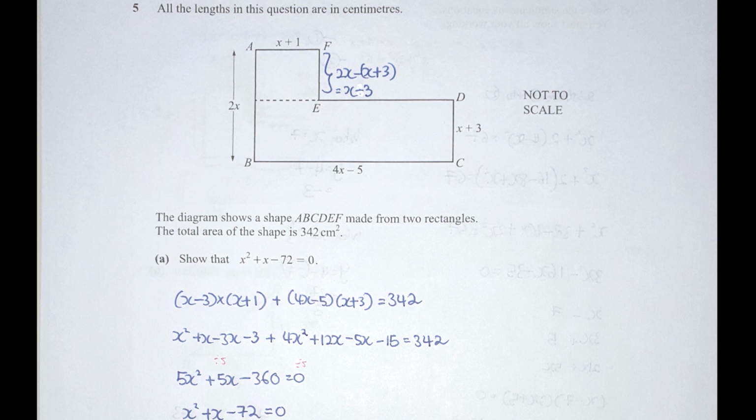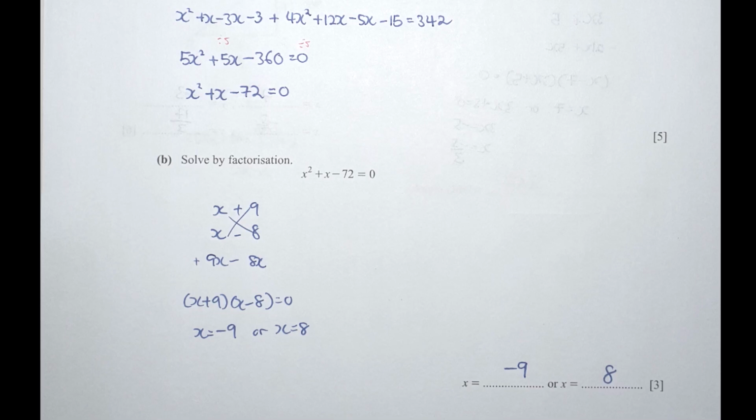After the calculation, you get 5x squared plus 5x minus 360. However, this is not the final form that they wanted, because they wanted x squared only. So I will be dividing 5 from all of the terms. You will get x squared plus x minus 72, which fulfills the requirement. Part B is just factorizing, similar to what we did in our simultaneous equation. So x's final value would be negative 9 and 8.